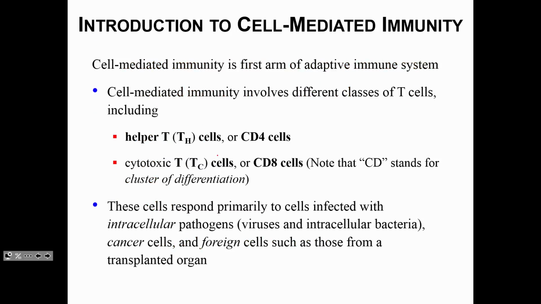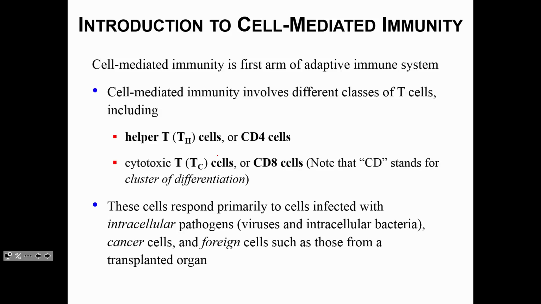Okay, now we're going to move into cell-mediated immunity. So we're going to switch from innate to adaptive. Now remember, adaptive immunity has two different arms. It has the cell-mediated arm and it has the antibody-mediated arm. So we're going to start with cell-mediated. Now, there are different classes of T cells. You're going to have helper T cells and you're going to have cytotoxic T cells.